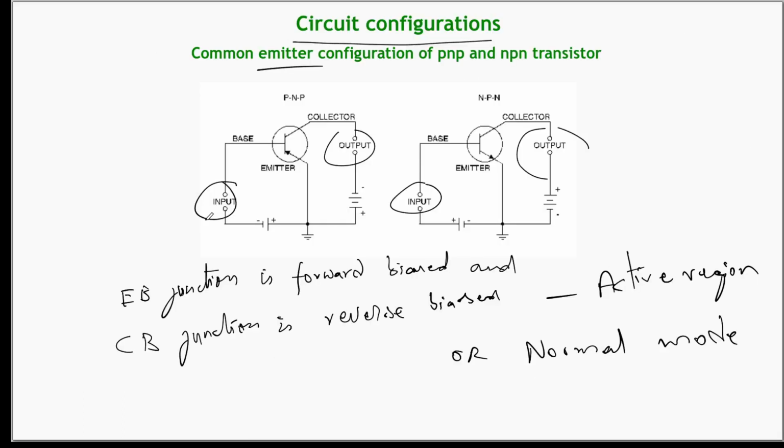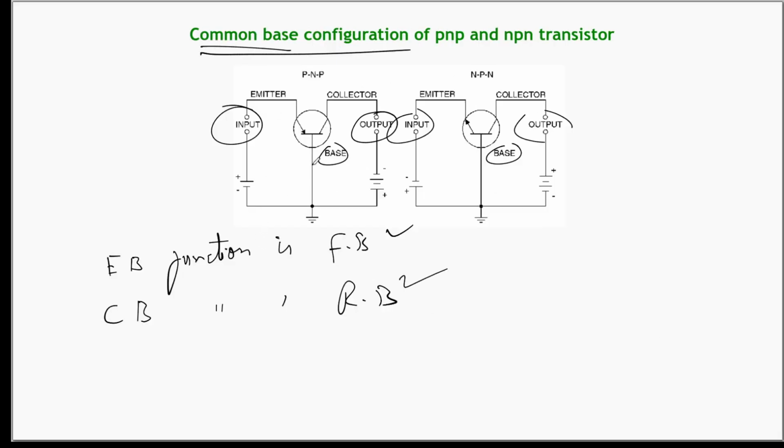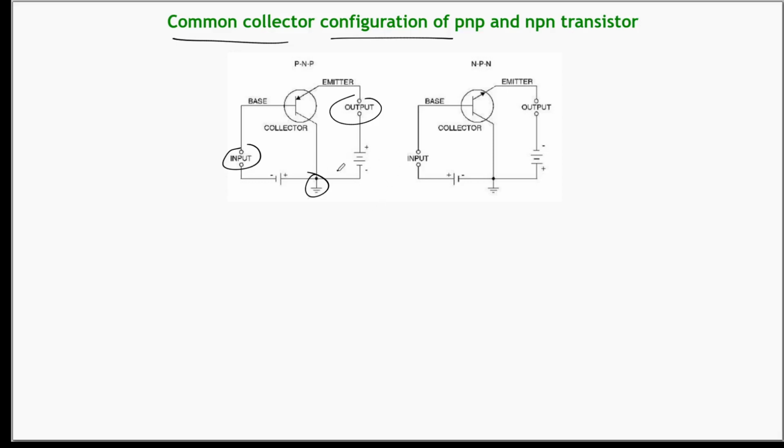We have seen the circuit configurations for the common emitter configuration of PNP and NPN transistor. In this circuit, the terminal that is common between the input and output is the emitter. So this becomes a common emitter configuration. We have seen the circuitry for PNP and NPN transistors. Similarly, for the common base, the base terminal is common for both input and the output. These are the circuit configurations for the PNP and NPN transistors in their common base configuration. In the common collector also, the collector terminal is common between both input and the output.